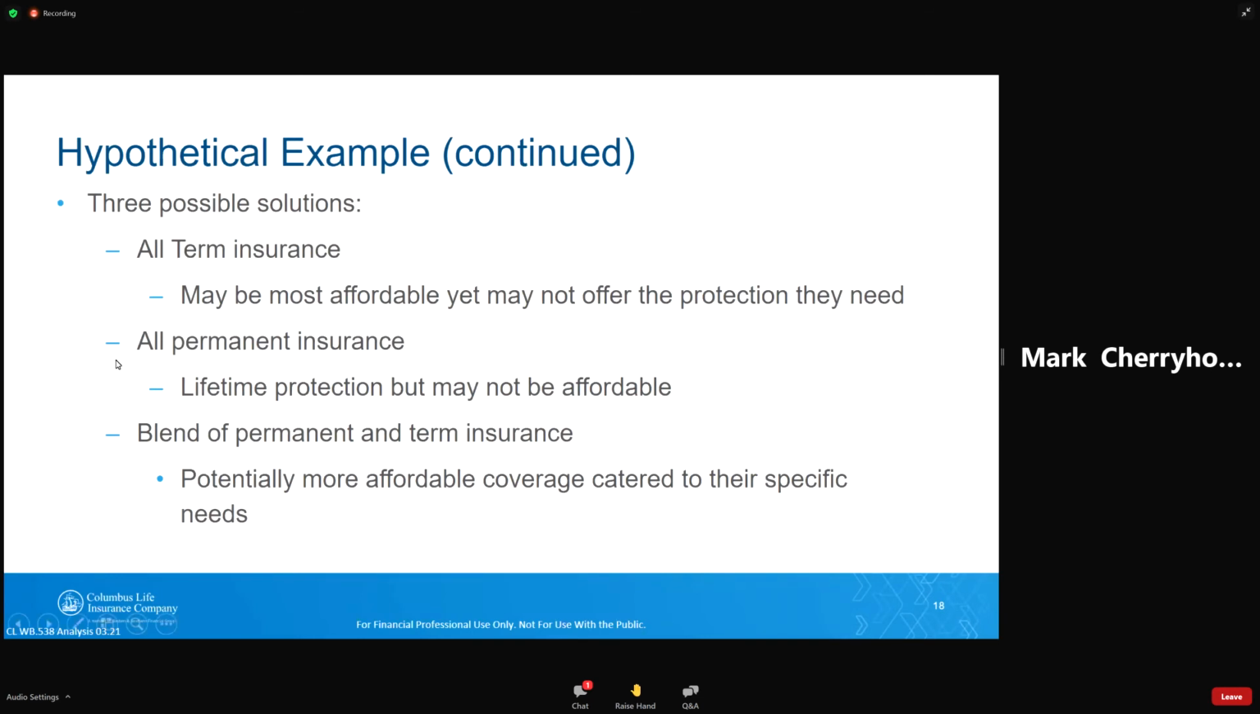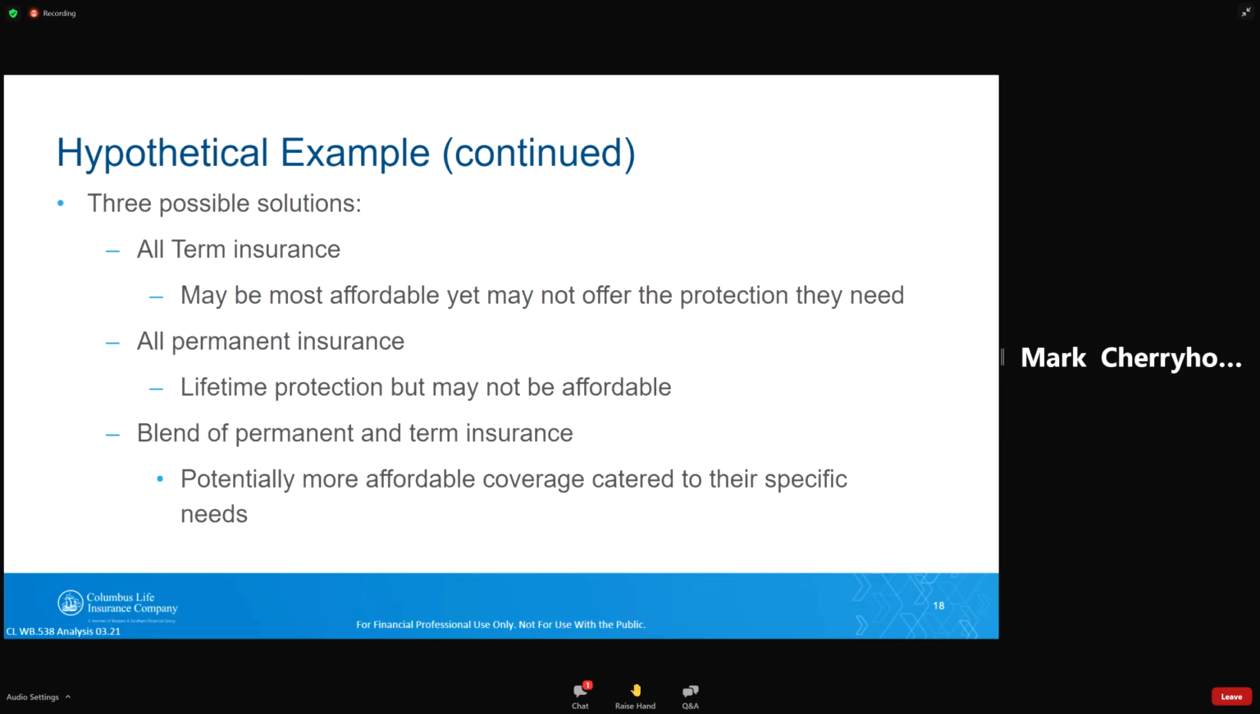The second solution is, hey, let's just sell them all permanent insurance. That's great. We're a believer of permanent insurance. Let's sell them all permanent insurance. Now he's got insurance. He's got coverage for life, right? But guess what? It's going to be prohibitively expensive. And that's the challenge, because not a lot of clients can afford the protection on this.